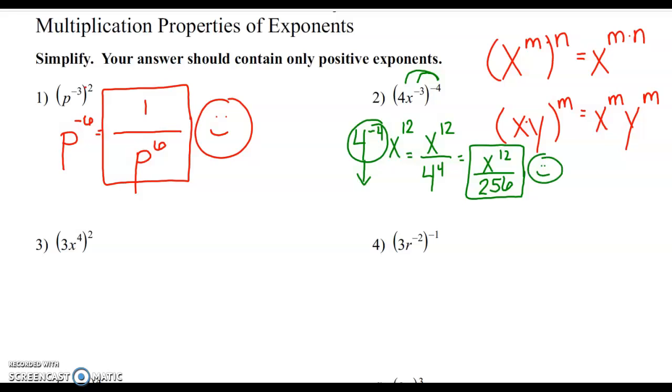All right, 3x to the 4th, all to the power of 2. That power of 2 would go to both of these. So we have 3 to the power of 2, x to the power of 4 times 2. Well, 3 squared is 9, 4 times 2 is 8. So we have 9x to the 8.